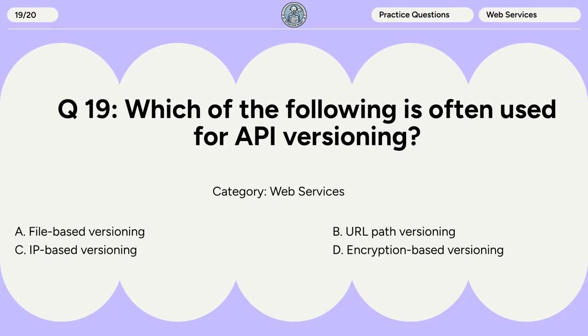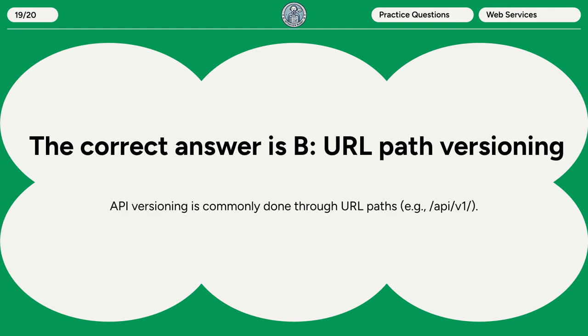Question 19. Which of the following is often used for API versioning? A. File-based versioning. B. URL path versioning. C. IP-based versioning. D. Encryption-based versioning. The correct answer is B. URL path versioning. API versioning is commonly done through URL paths.